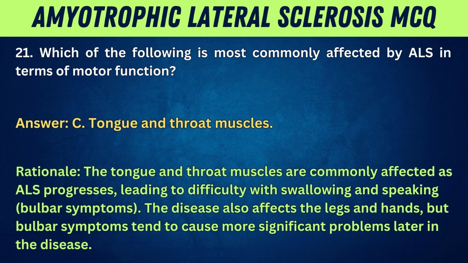Rationale: the tongue and throat muscles are commonly affected as ALS progresses, leading to difficulty with swallowing and speaking, bulbar symptoms. The disease also affects the legs and hands, but bulbar symptoms tend to cause more significant problems later in the disease.